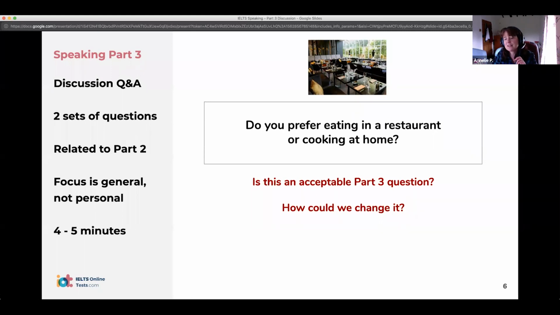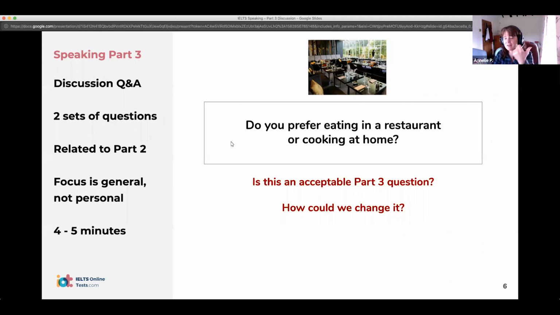Okay, so look at this one. Do you prefer eating in a restaurant, that's right, Bindu, or cooking at home? Exactly. It's part 1. Do you prefer? That's not going to happen in part 3. So we've got restaurant, we've got cooking at home. Can you think of a part 3 question that could be related to that kind of comparison? Okay, that's fine. Ravi, how often do people eat out in your country? Or, yeah, why do people prefer to eat in a restaurant, or why do they prefer to cook at home?